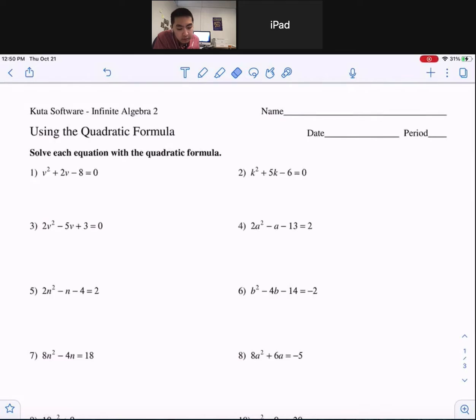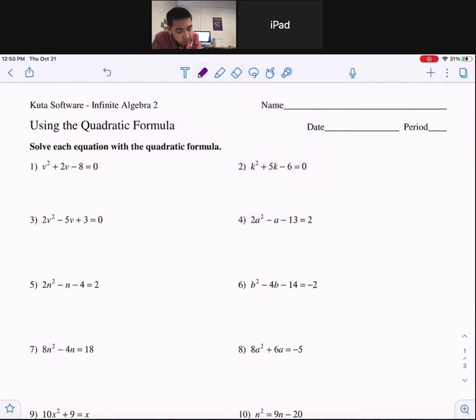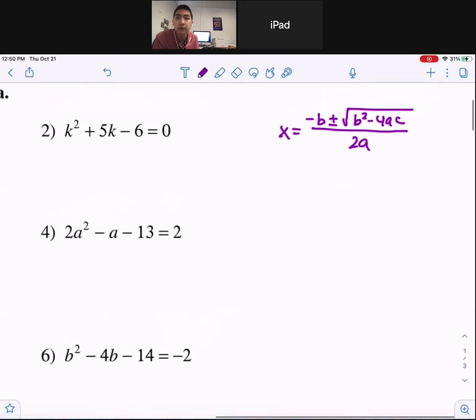Okay, so let's all remember our lovely quadratic formula, which is x equals negative b plus or minus the square root of b squared minus 4ac, all over 2a. Okay, so we're looking at number 2.